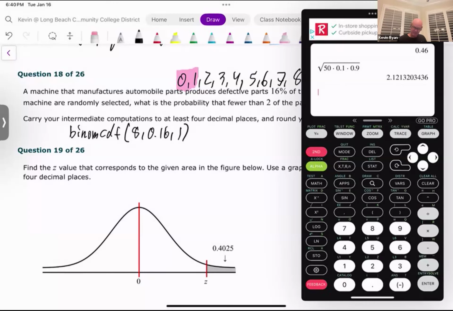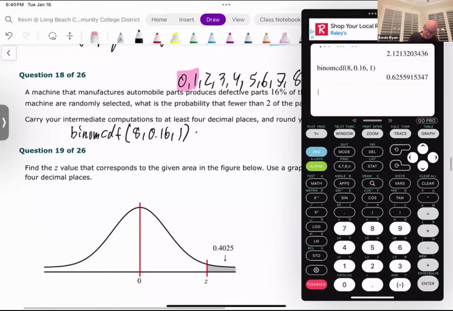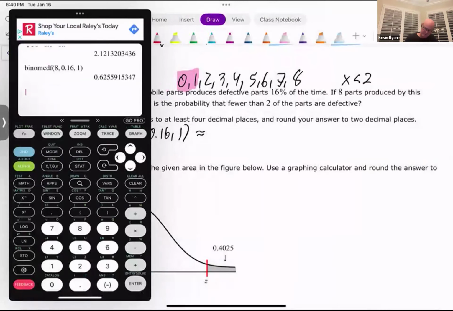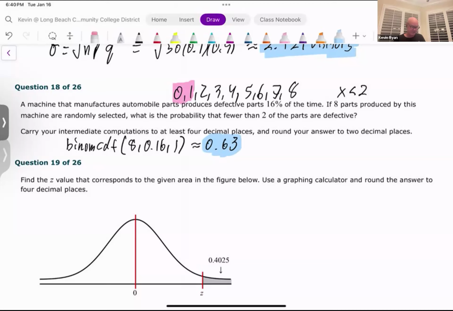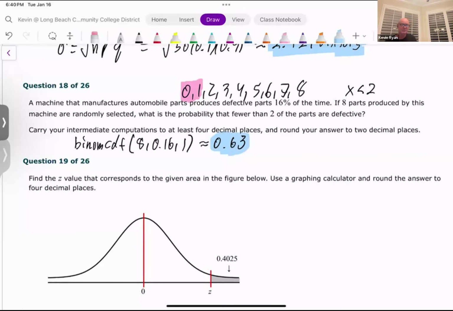Remember, we go to second, then vars. Scroll down to binomcdf. 8, 0.16, 1. And they want 2 decimal places. 0.63. Anytime it says anything about intermediate computations, we don't have any intermediate computations right now, so you can ignore that.